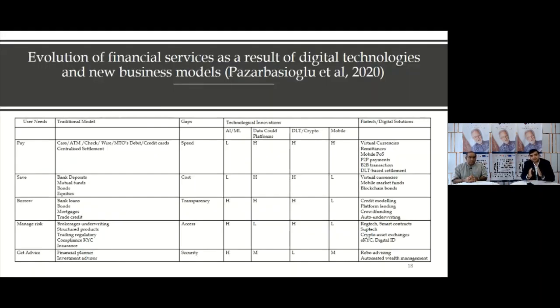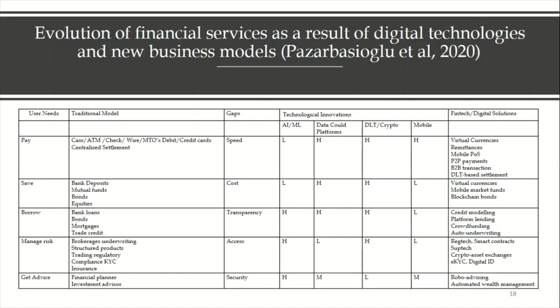And we can see there are some differences between the traditional model and the digital solution, which is fintech, or maybe we can say digital financial inclusion. In the payment system, there is a gap. You need cashiers, ATMs, and checks, so it takes some time for payment and settlement. So there is a gap in speed. For savings, there's a cost gap; for borrowing, there's a transparency gap between the two parties; and for managing risk, there's excess risk, and for getting advice, there are security issues.